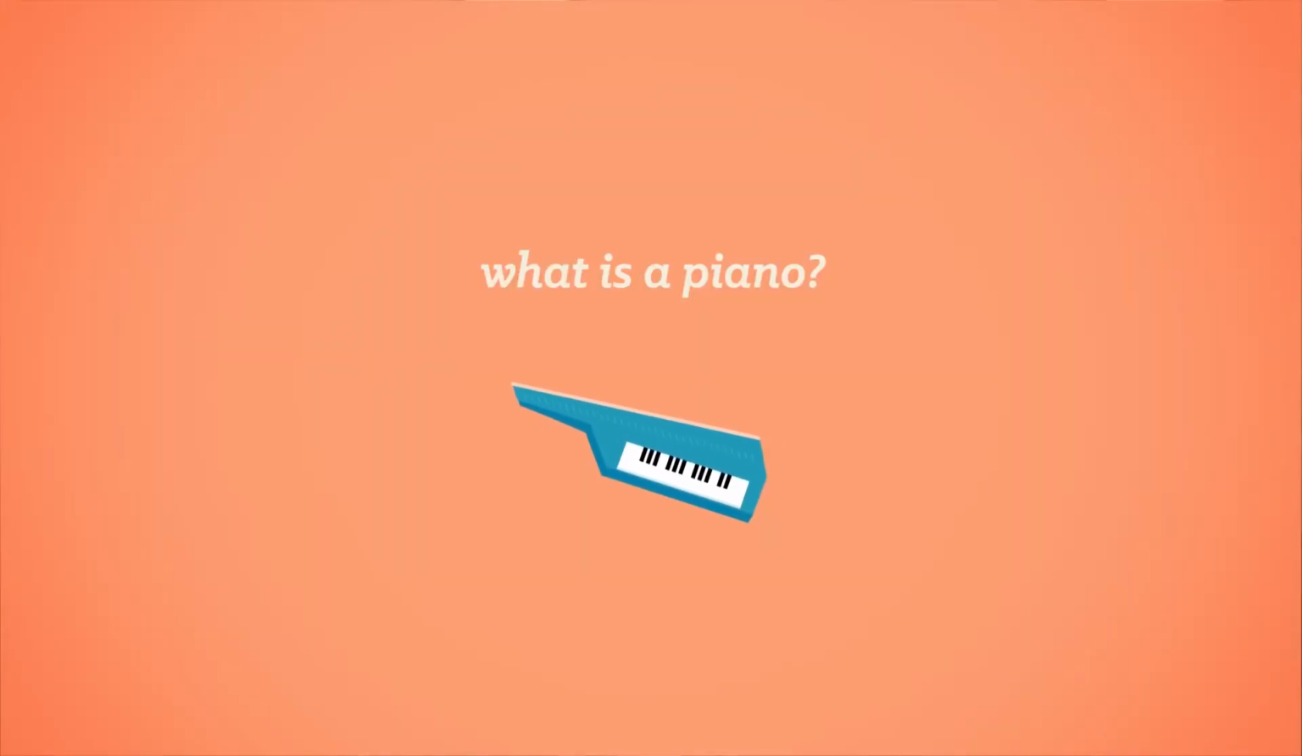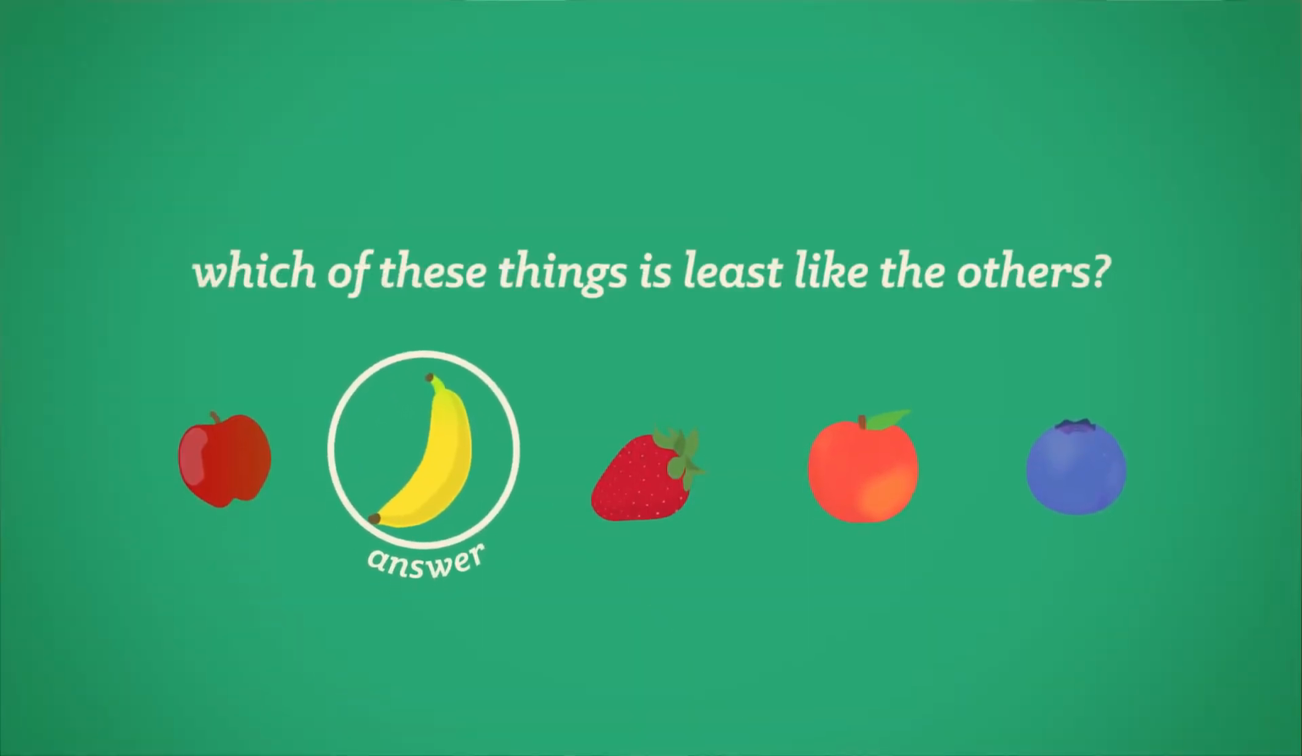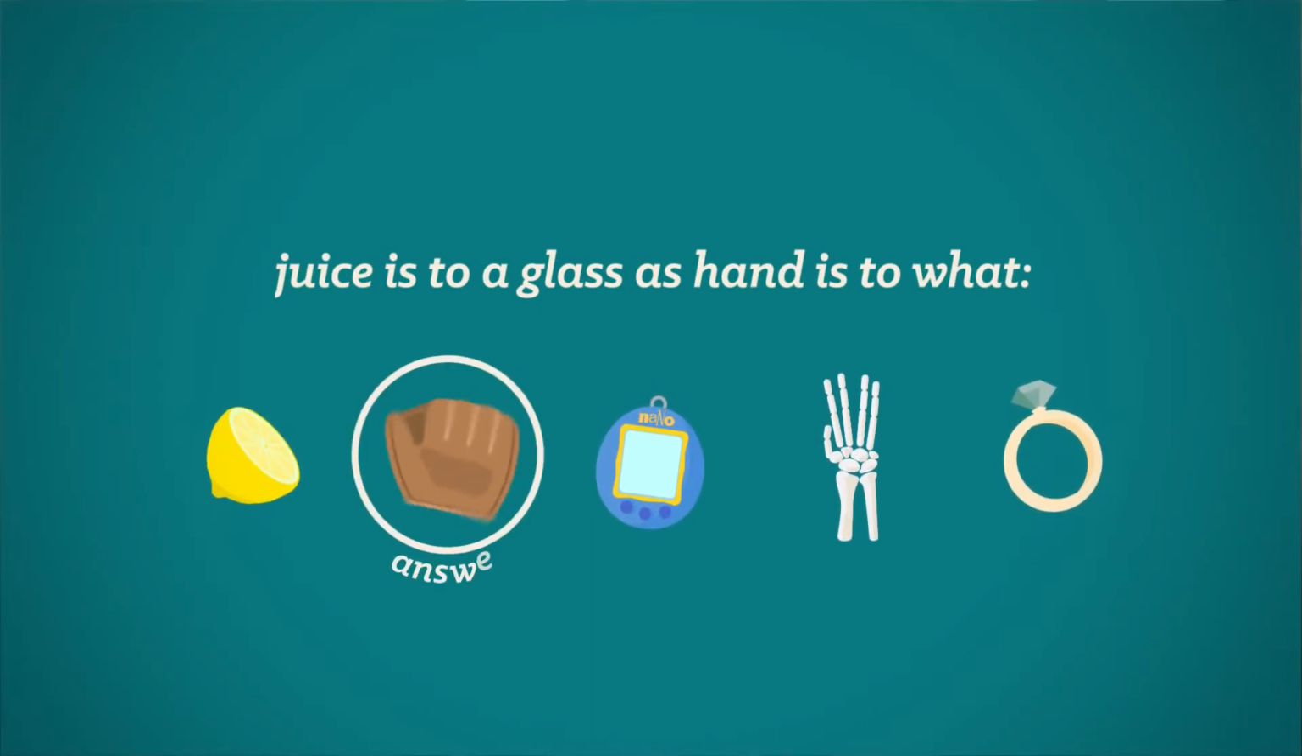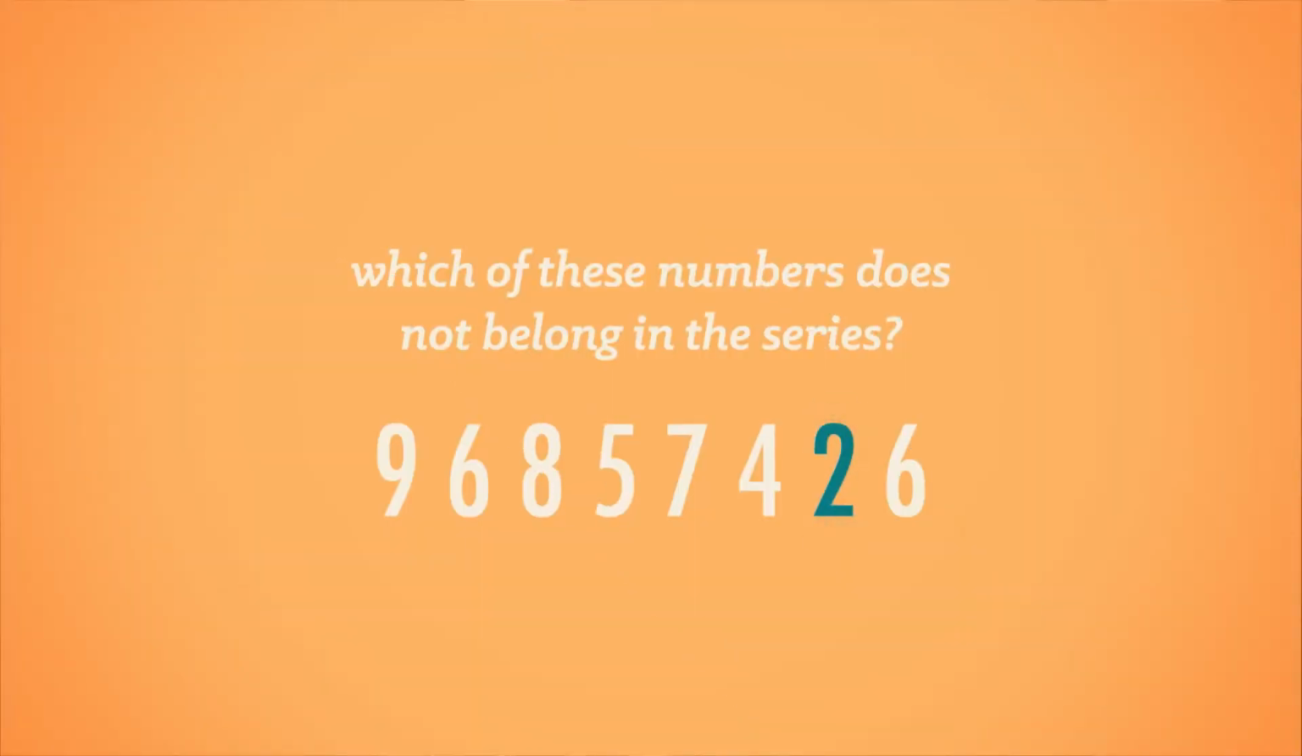And answers to the questions I asked earlier. A piano is a musical instrument played using a keyboard. The banana is the least similar to the others. Juice is to glass as hand is to glove. The number 2 does not belong in the series, and Bernice began with 23 jelly beans.